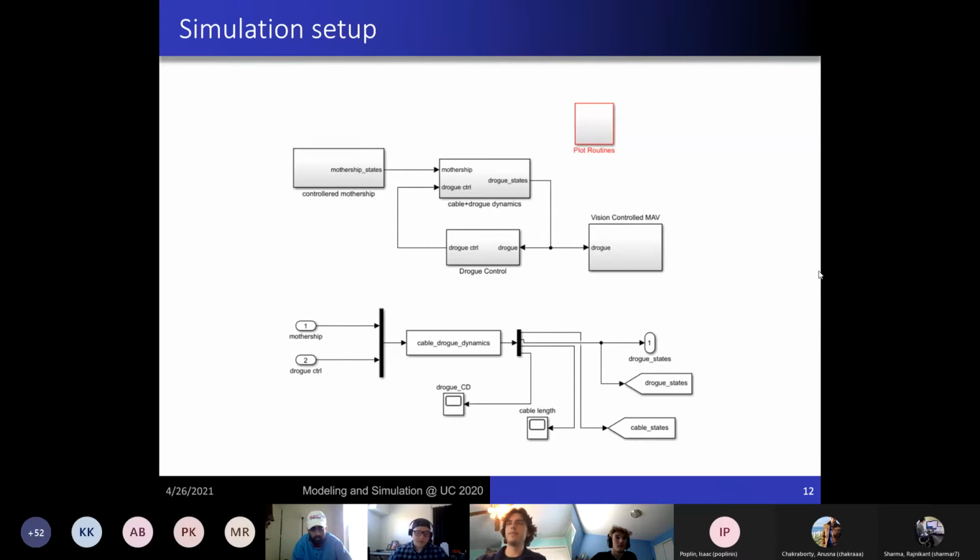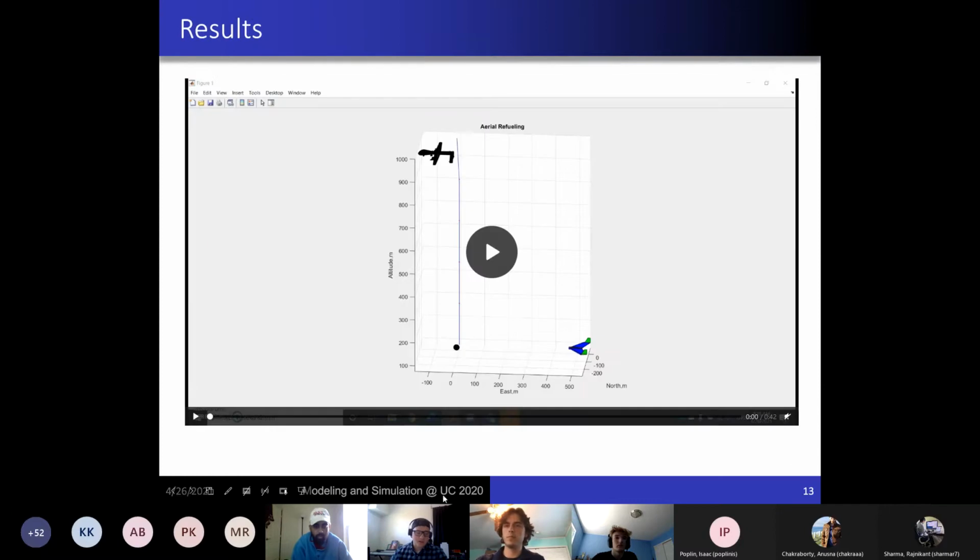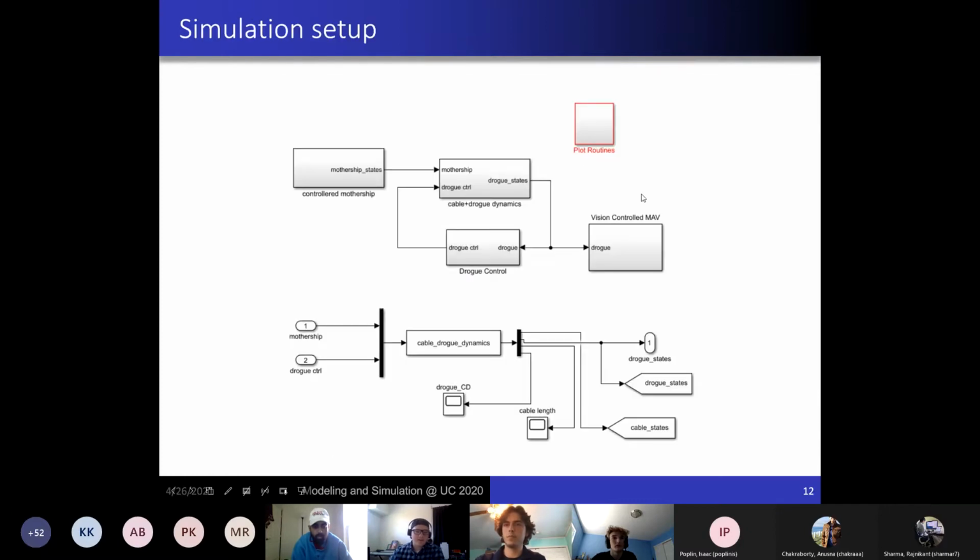Right, so here we have the Simulink. The top shows the overall structure where we have a subsystem block for the mothership controls, the drogue controls, the cable and drogue dynamics, and the MAV. And then also the plot where we actually display the animation. And the bottom there is the subsystem of the cable and drogue dynamics as an example of what these subsystems look like, where it takes the mothership states and the drogue control states, runs it through the code, and outputs the drogue states and the cable states.